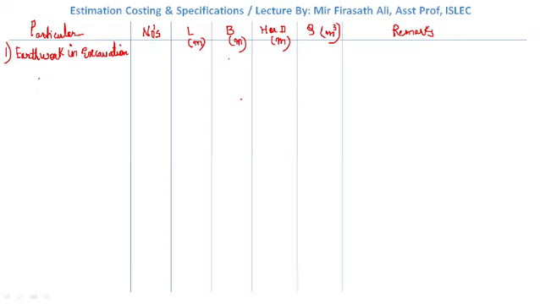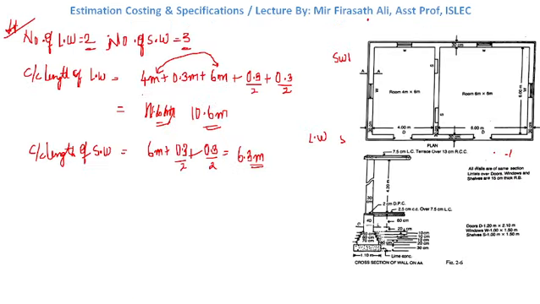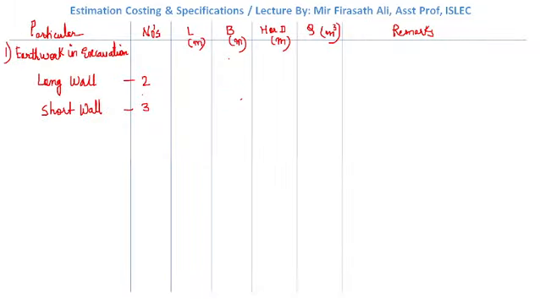So again we have long wall and we have short wall. How many long walls do we have? We have 2 long walls. We have 3 short walls. As we have decided, in the previous slide we have seen that we have 2 long walls and 3 short walls. So in remarks, what do we need to do? We need to write the length of long wall. What is the formula for length of long wall? Length of long wall is equal to center to center length plus 1 breadth.